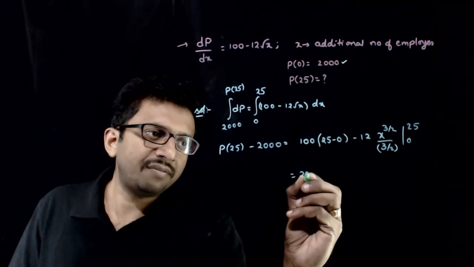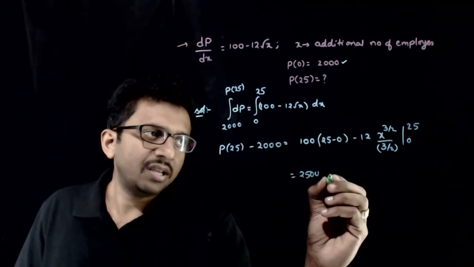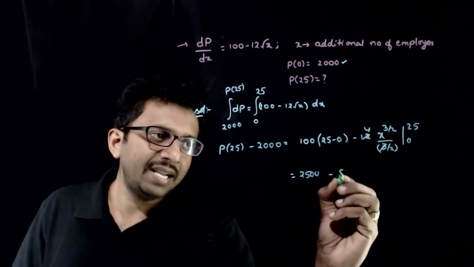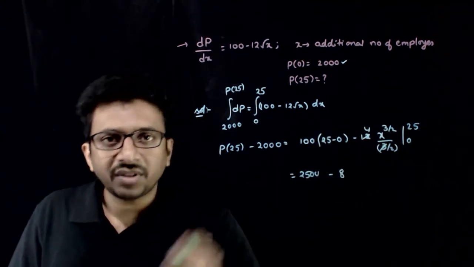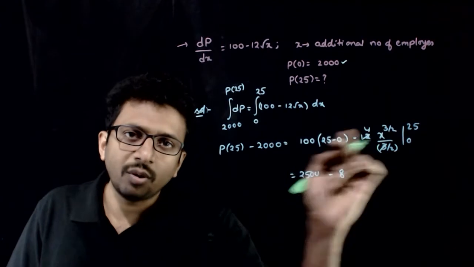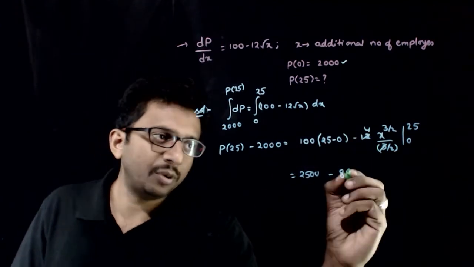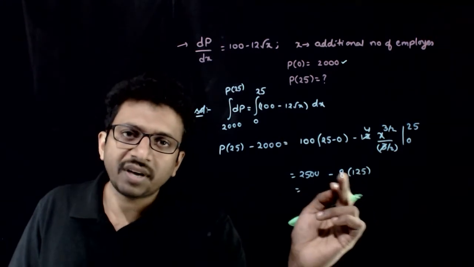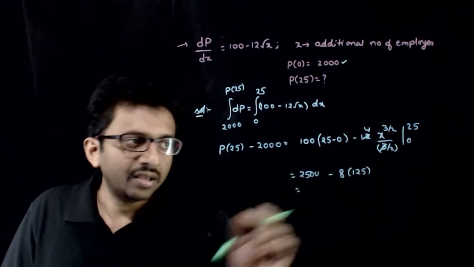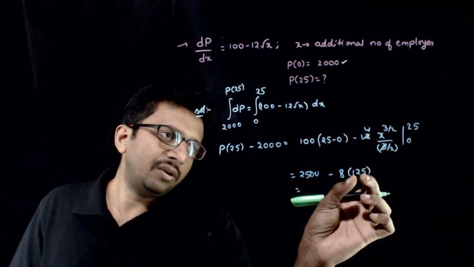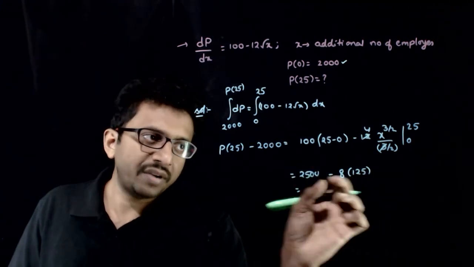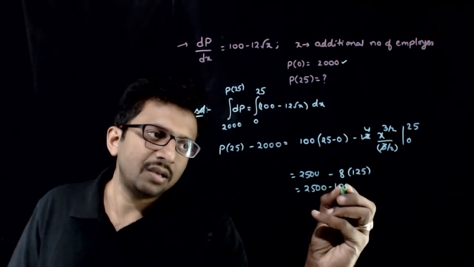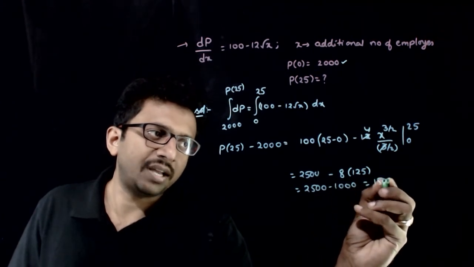That is equal to 2500 minus 4 times 2, so it becomes 8 times 25 power 3 by 2. So this is 5 square whole power 3 by 2, that is 5 cube, 125. That is equal to 125 into 8. So 125 into 4 is 500, so 125 into 8 is 1000. So 2500 minus 1000 is equal to 1500.